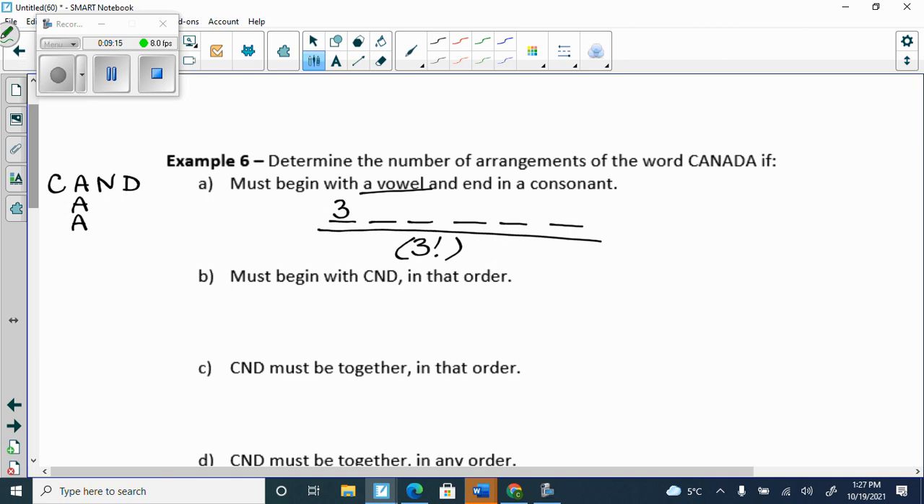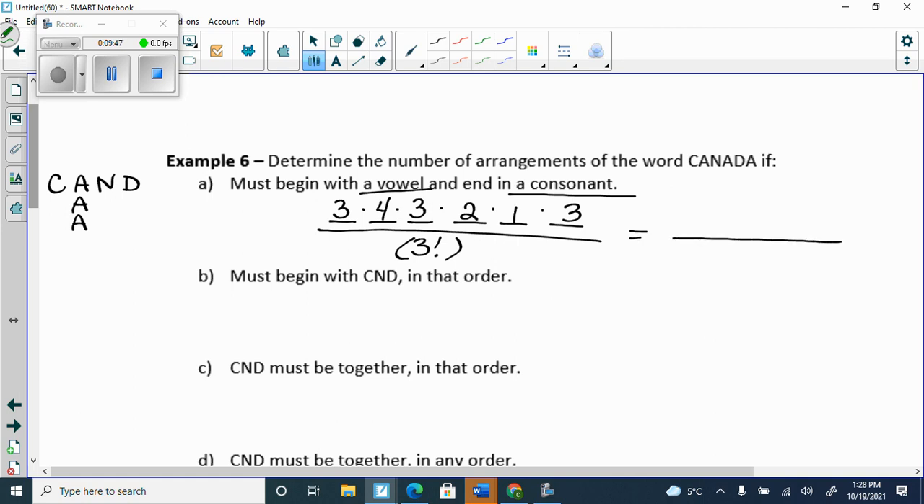And it must end in a consonant. How many consonants are there? Also 3. How many letters have I set down? 2. I would have said 6 in high school too, so I'm with you. But it's 3 and 3, but I only set down 1 and 1, because each blank holds a letter, right? Now, how many letters are left for this blank? 4. Then this one? 3. Then this one? 2. Then this one? 1.